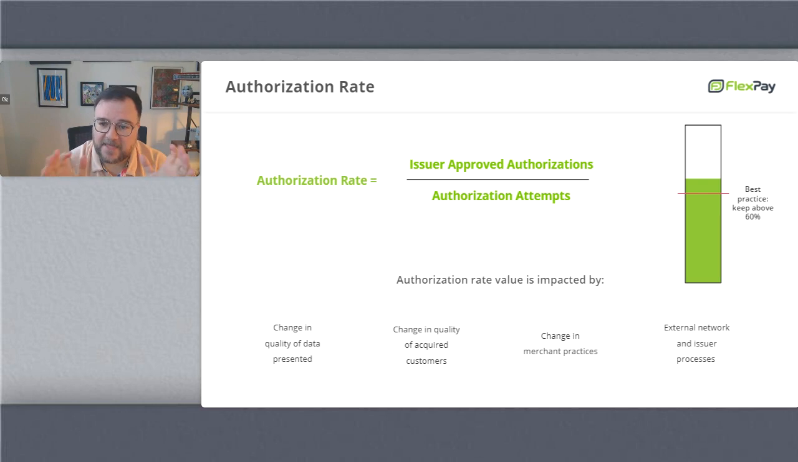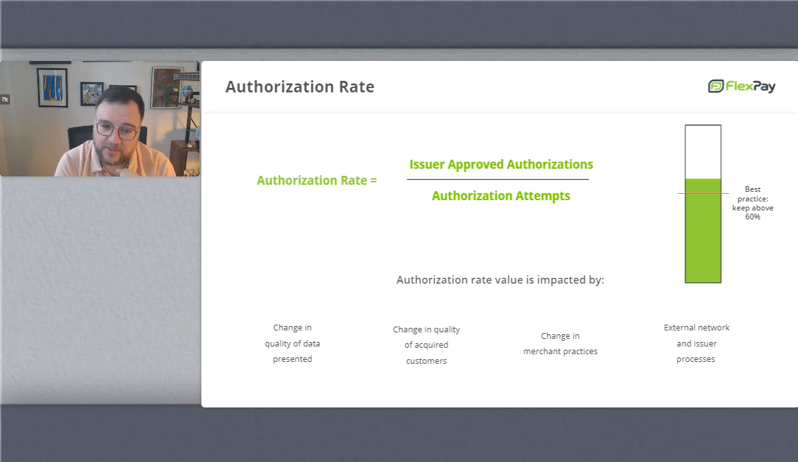In general, the best practice is to keep your authorization rate above 60%. Once you start getting below that 60% mark, you start getting into risks and you start getting into questions with your merchant processors. You might end up with questions from your merchant bank saying, why is your success rate so low? Visa and MasterCard might flag you for additional risk. Usually you want to keep it above a 60% rate.